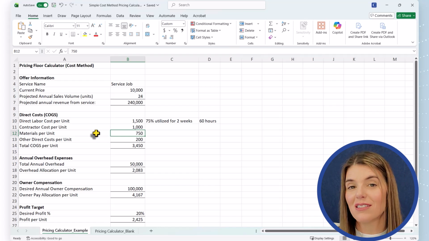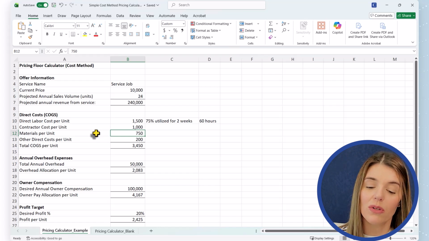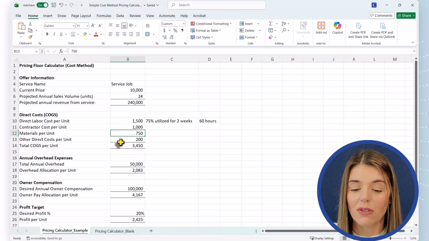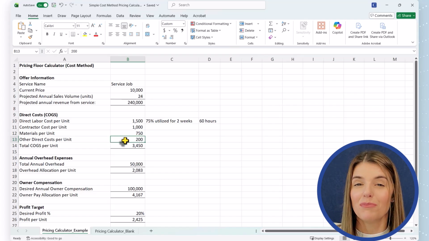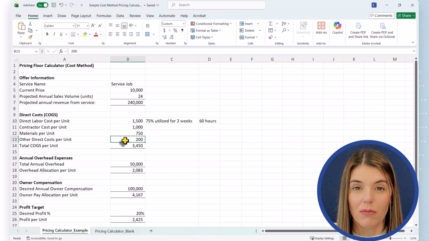This is the paint. This is the brushes. This is the rollers, all the things. And then maybe some other direct costs per unit. This might be gas going to and from the job site, for example. So we're going to say this is all things together, total cost of goods sold per unit is $3,450.